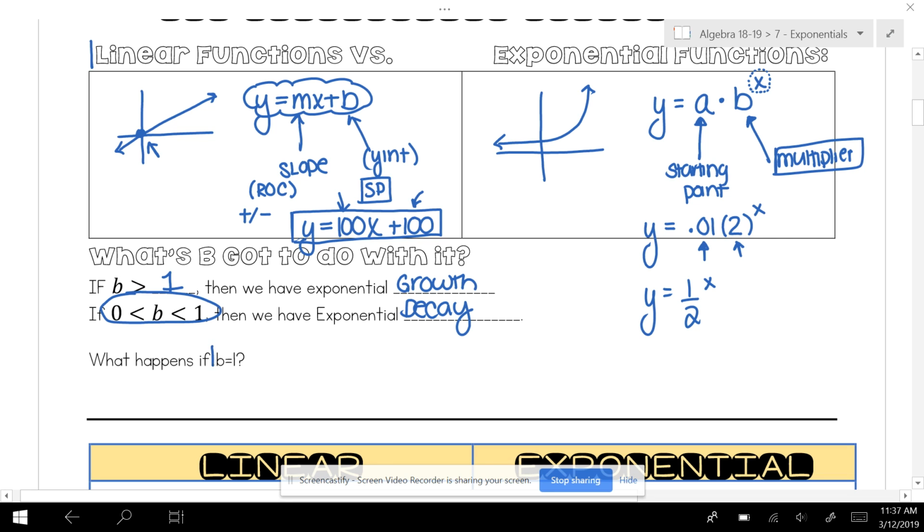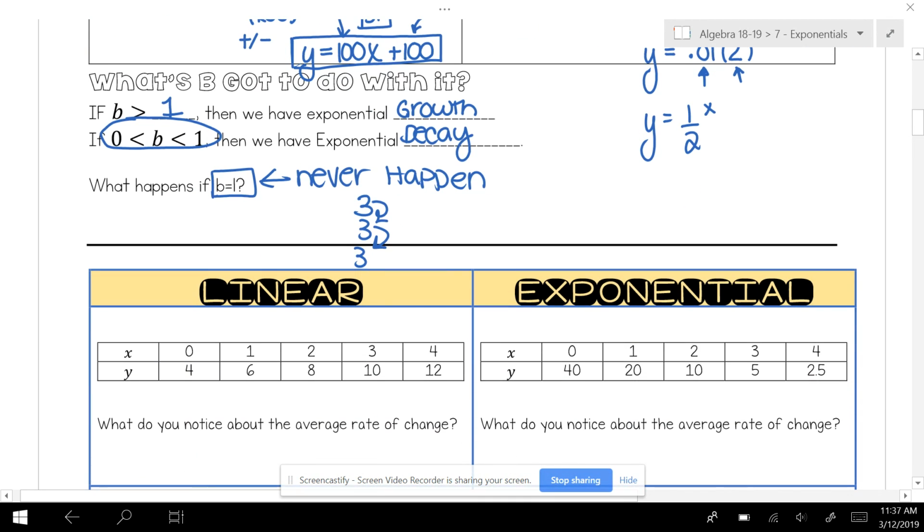Okay, so your base will never be 1. This will never happen, and I'll show you why. If your multiplier is times 1, think about it. If I have 3 times 1, that's 3, times 1, that's 3. That's not growing or decaying, it's just staying the same. So you'll never have the same number multiplying over and over again.